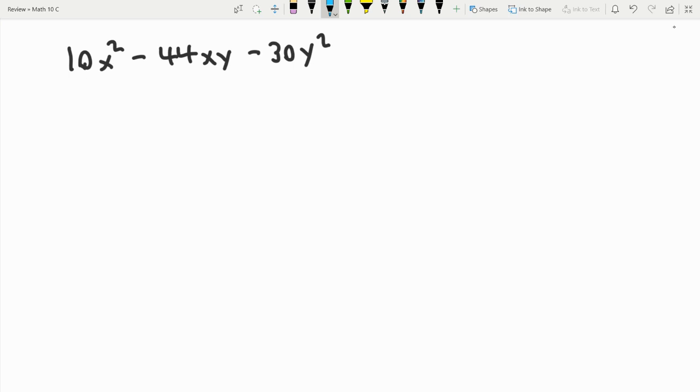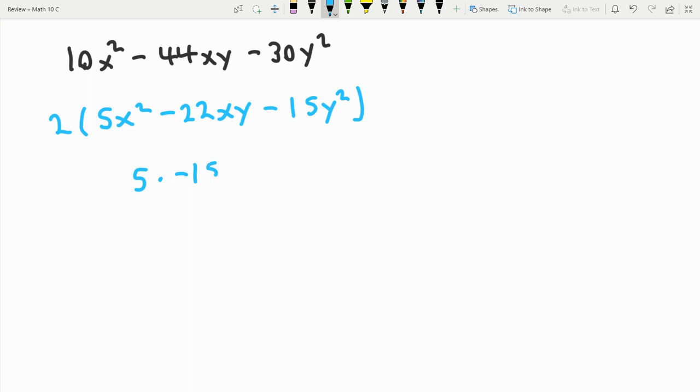And in this case, there is one. So I'm going to divide out a 2. And what I should have left would be 5x squared minus 22xy minus 15y squared. And now that I'm at this step, I want to find my product. So my product would be two numbers. Hold on. First, let's determine my product. So it would be 5 times negative 15 equals negative 75. Okay, so my product would be negative 75.